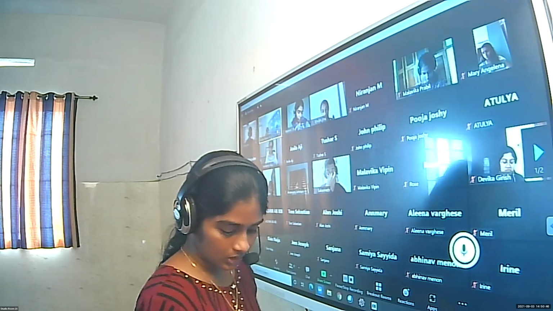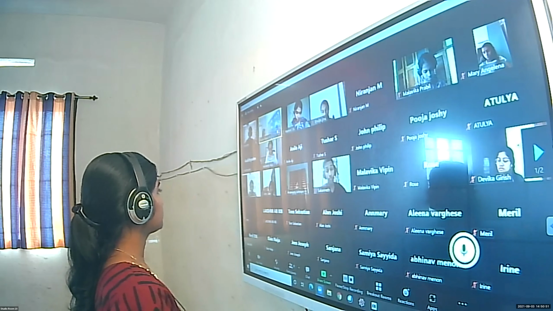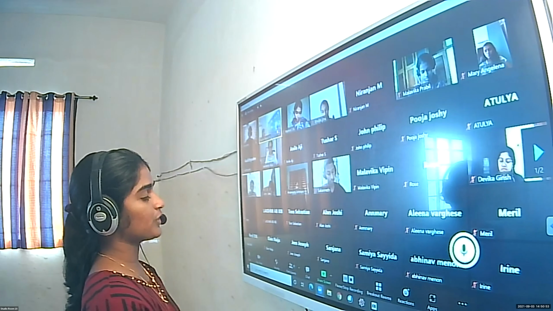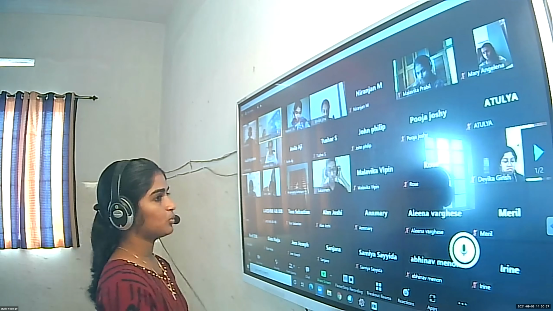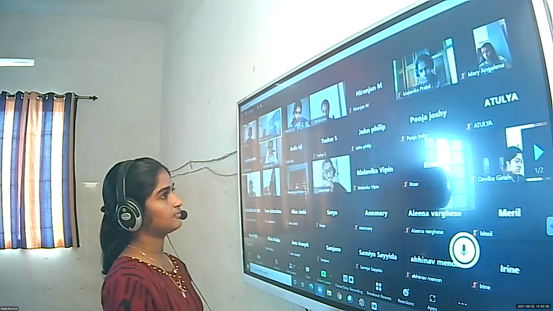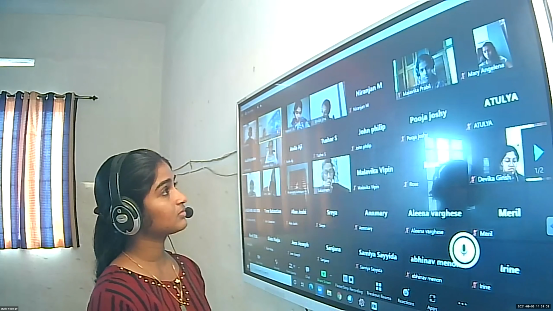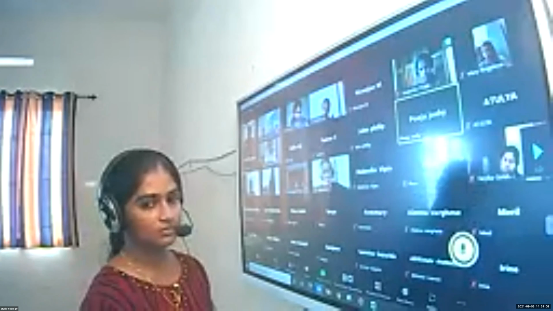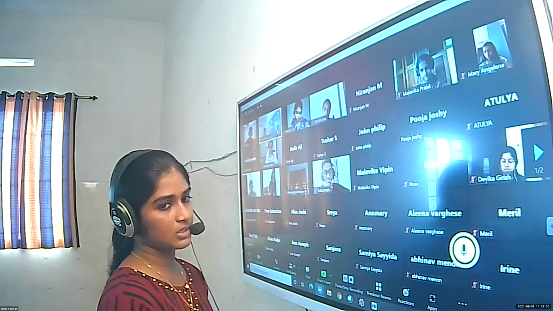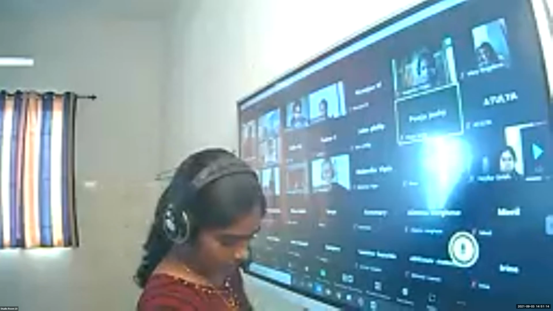Then what about the de Broglie wavelength equation? De Broglie wavelength equation. Pooja, can you tell me? Yes, de Broglie wavelength, lambda is equal to h by p. Okay, lambda equal to h by p or h by mv. Okay, fine.